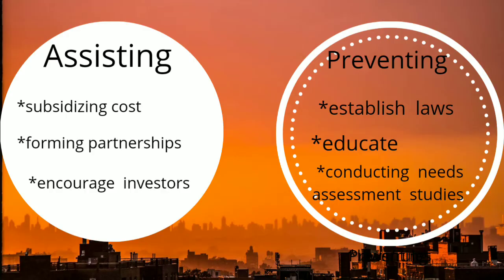All right. The third strategy under assisting is encourage investors, right? So again, whether local investors or foreign investors, that is another strategy that would fall under my category of assisting, right? The fourth and final category that I have created is preventing, right? And under preventing, I have establishing laws to educate.